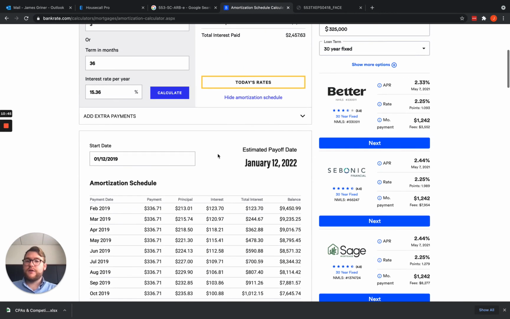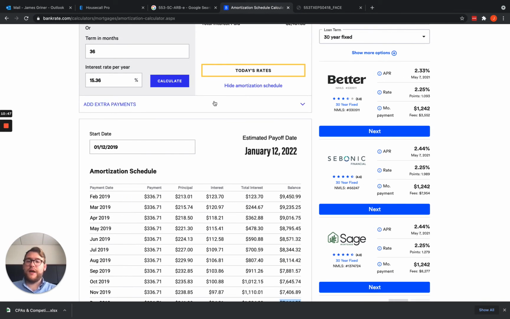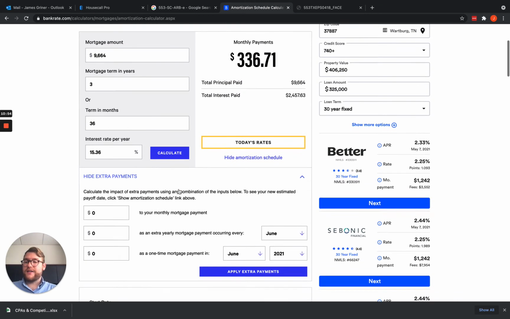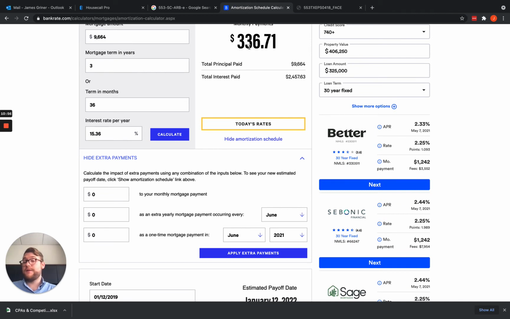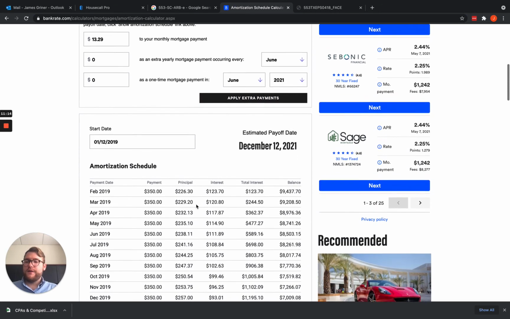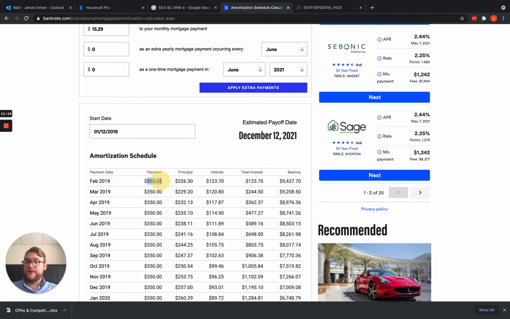But let's say you want to go ahead and add extra payments. What you have here, what you don't have on a typical loan or auto loan, is going to be this add extra payments. And let's say we want to pay $350 a month. So we're going to go ahead and increase our payment to that $350. So that extra payment will be $13.29. We'll pop that in there and apply this extra payment. And then it's going to go ahead and give us this $350 payment.